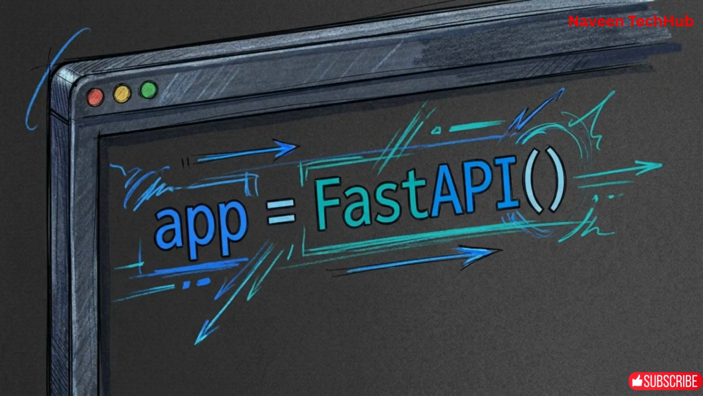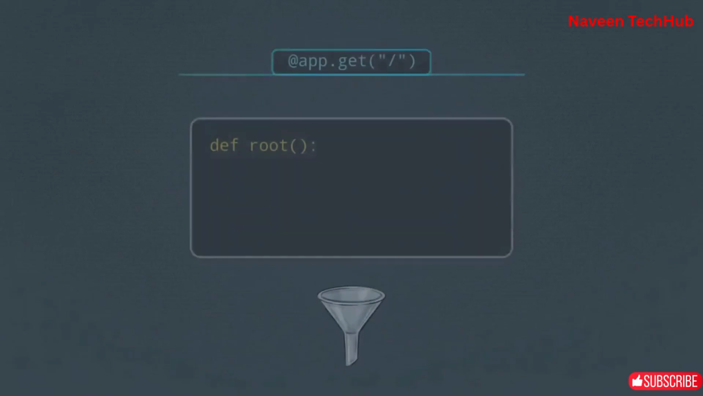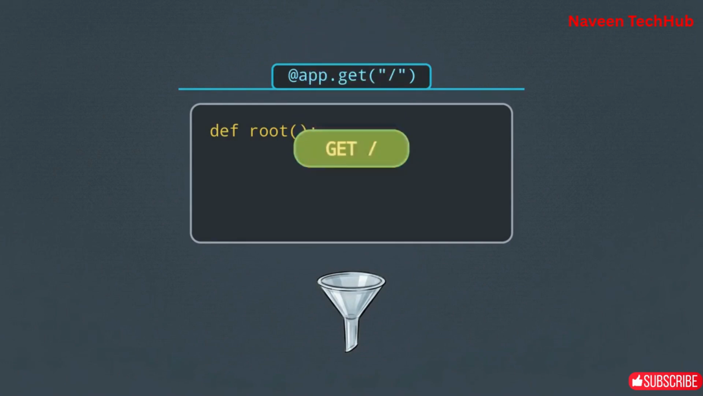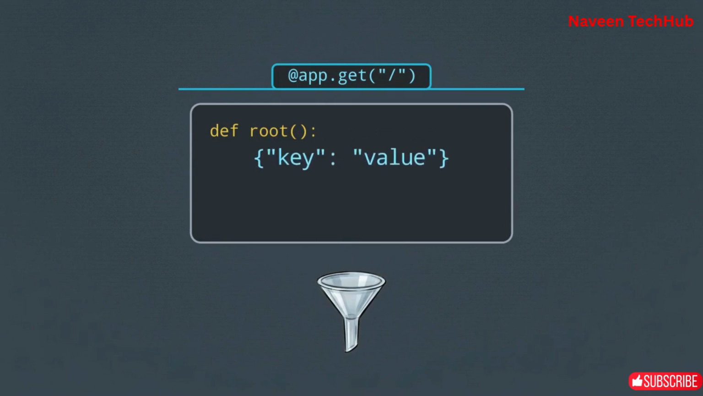Create a new Python file named main.py. Inside, import the framework and create your core application instance by typing app = FastAPI(). Next, define an endpoint using the @app.get decorator. This routes visits from the root URL directly into the function below it. Inside, we return a dictionary. FastAPI automatically converts this into a structured JSON response for the client.